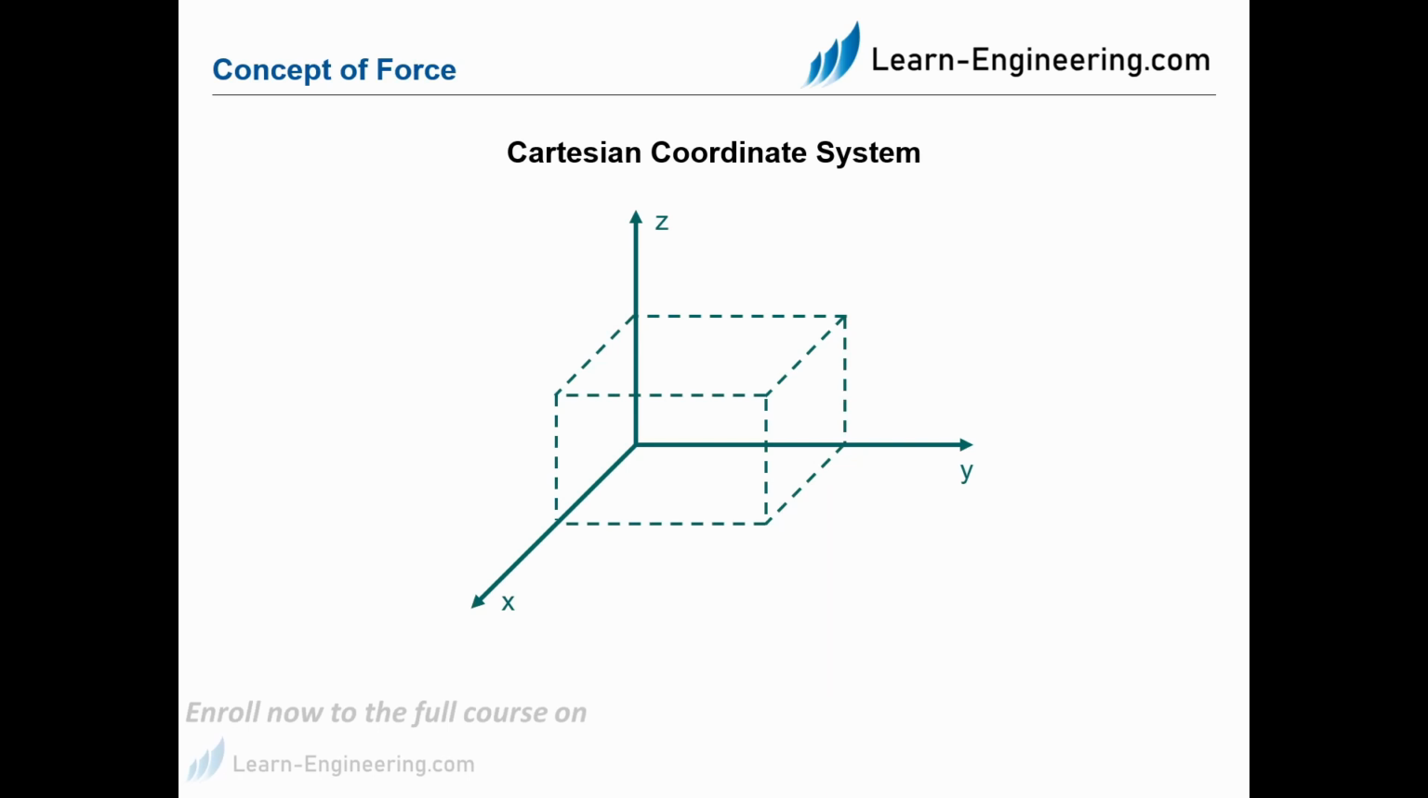Here we draw a force from the origin of the coordinate system to the diagonal end of the imaginary box. We can now divide this force with the help of the Cartesian coordinate system into three components, which can be represented on the three axes of the coordinate system. One force component in the x-axis, one in the y-axis, and the last in the z-axis.